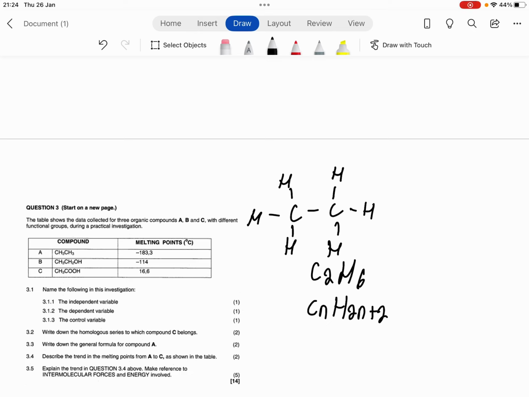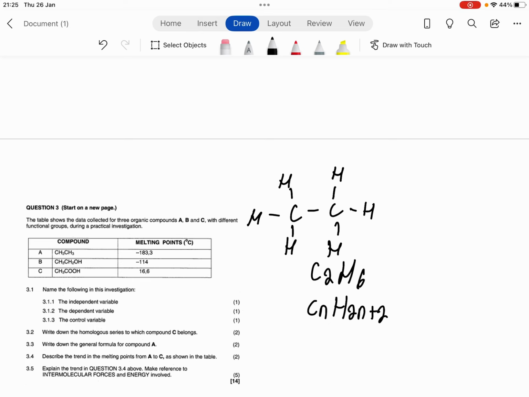3.5, a little bit more work needs to be put into this. The question reads, explain the trend in question 3.4 above. Make reference to intermolecular forces and energy involved. So just as a general method of answering these types of questions, what you're going to do is as follows. You're going to state the name of the homologous series of the compound. So you're going to say, example, compound A belongs to this homologous series. And then secondly, you're going to state what type of intermolecular forces are present there. So example, you're going to say compound A is an alkane and it has London forces.